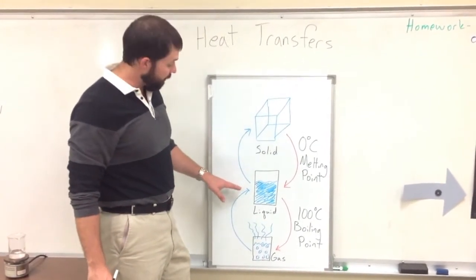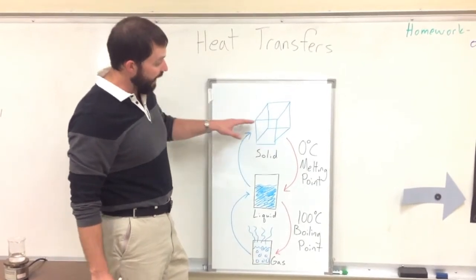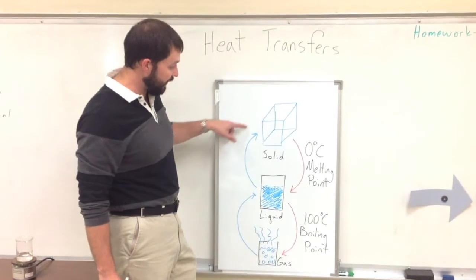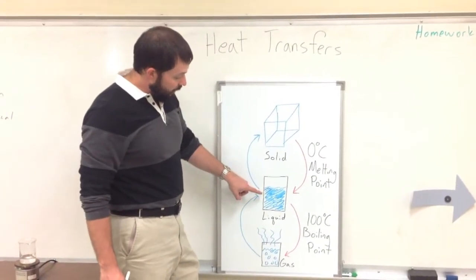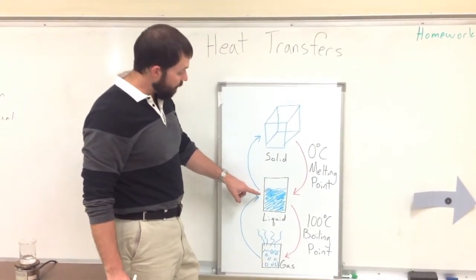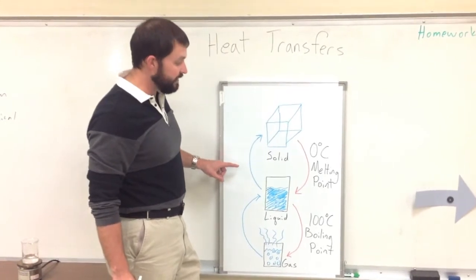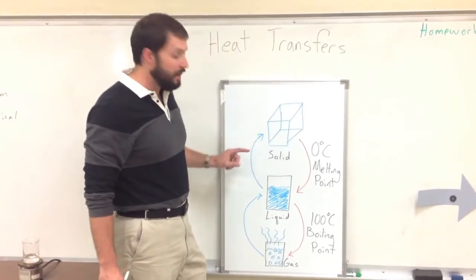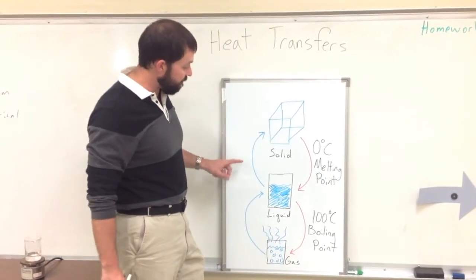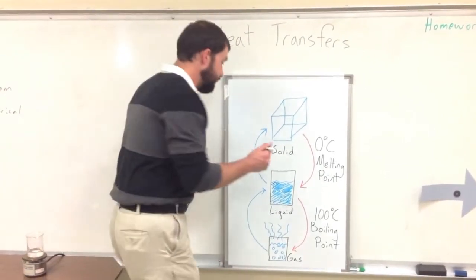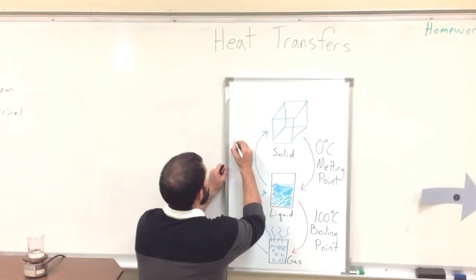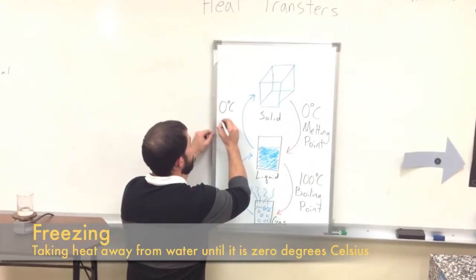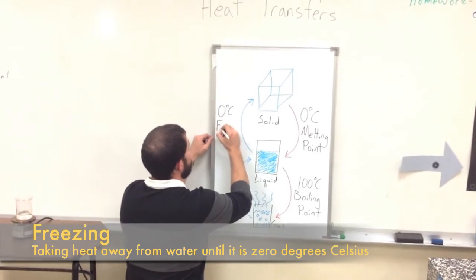In a liquid form, in order for me to turn it back into a solid, or ice, I have to continue removing heat. In its liquid form, once it reaches 0 degrees Celsius, if I continue to remove heat, it will freeze into a solid state of matter. So at 0 degrees Celsius, if I'm removing heat, 0 degrees Celsius becomes the freezing point of water.